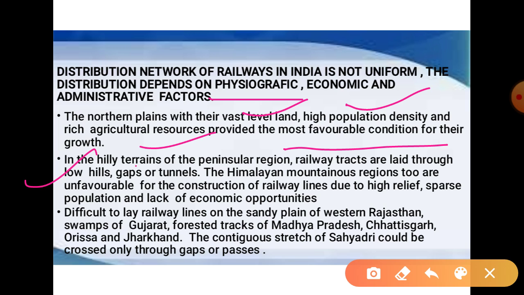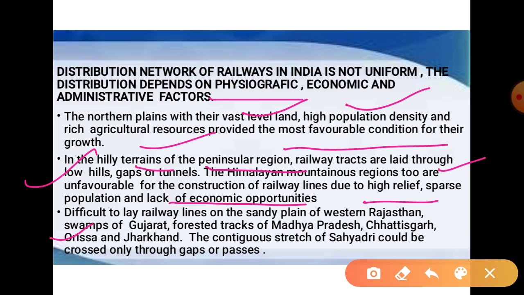But when we talk about hilly terrain like mountainous regions, the peninsular plateau or the Himalayan area, it is very difficult to lay down railway tracks. In the peninsular region, railway tracks are laid only through low hill areas, gaps and tunnels. The Himalayan mountainous region is also unfavorable for constructing railway lines, because of very high relief, sparse population and lack of economic opportunity. So there is no need to establish railway tracks there, because of the very low density and very low economic opportunities.